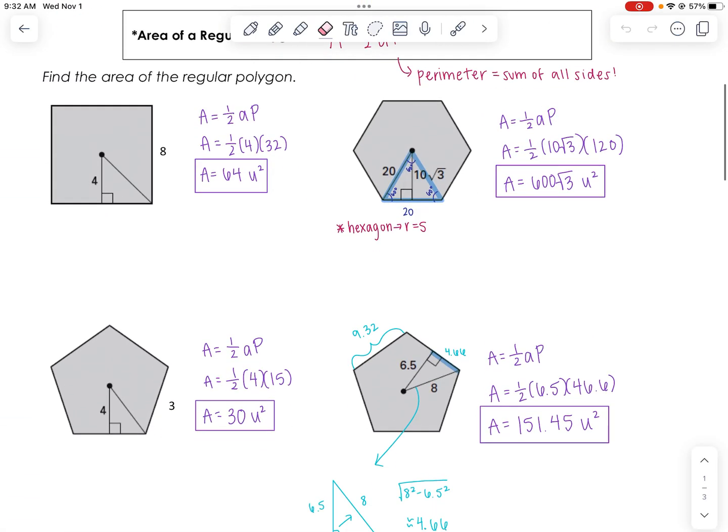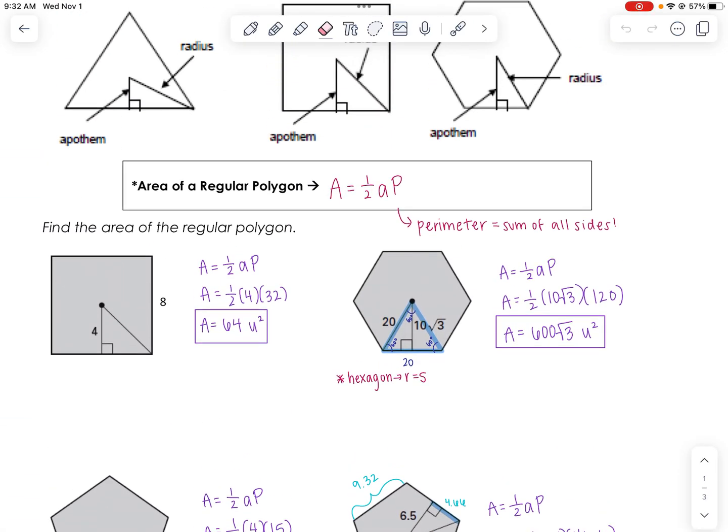So welcome back. As we were talking about in the last video, if you have any regular polygon, then you can use this formula right here to find the area of it. You only need the apothem and the perimeter. So what we're going to look at in these next few problems is what if you're missing something? What if you can't find the apothem or the perimeter? What if you're not given enough information? How would you figure out what's missing? And then remember, we can use that formula.